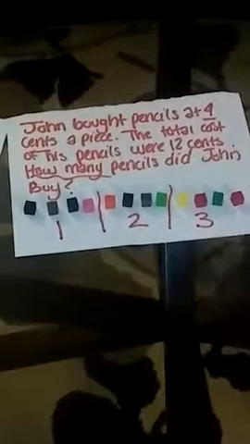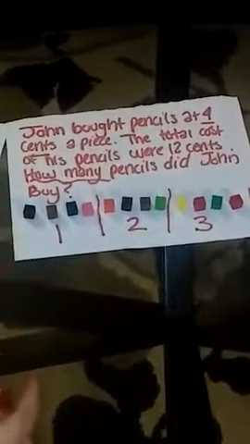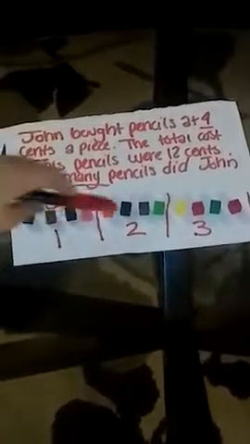So, seeing this, we know that John bought 3 pencils at 4 cents apiece, and altogether that cost him 12 cents. So the way we did this problem, we were able to figure out how many pencils John bought, and he bought 3. Let's look at another one.